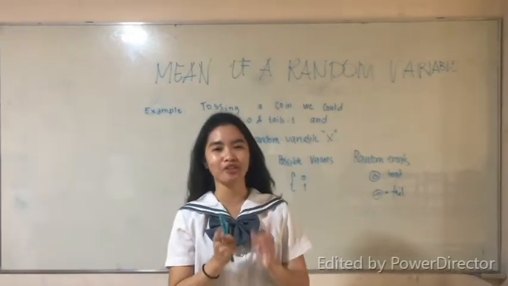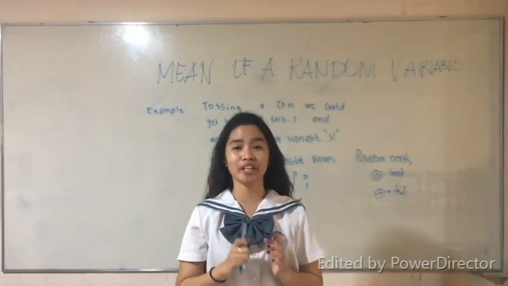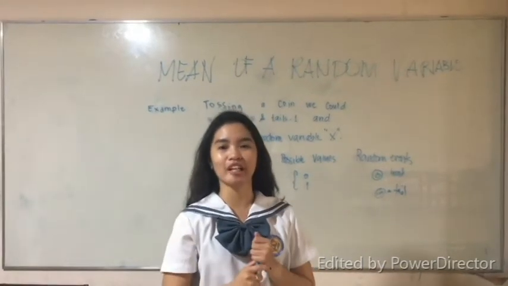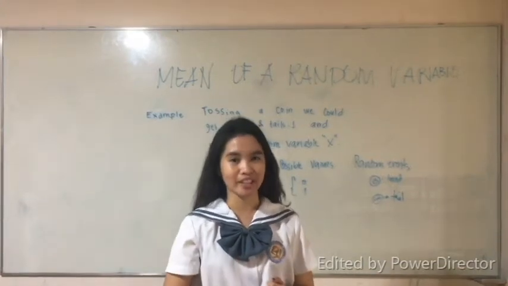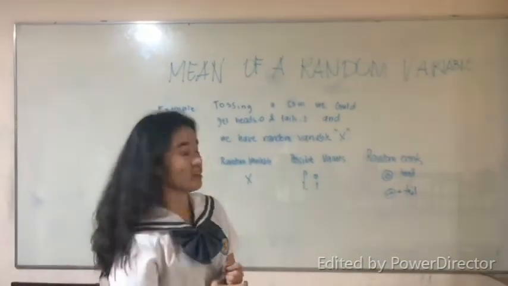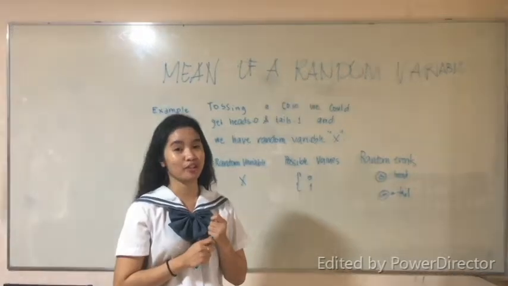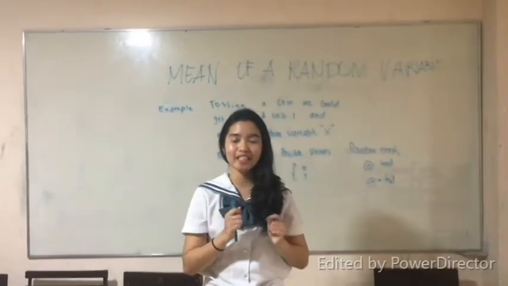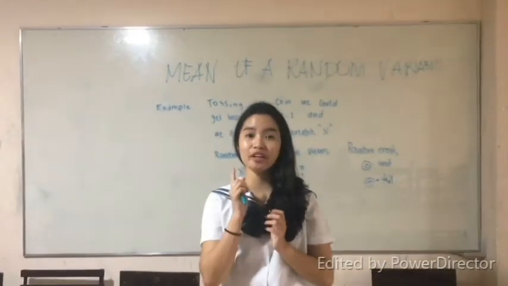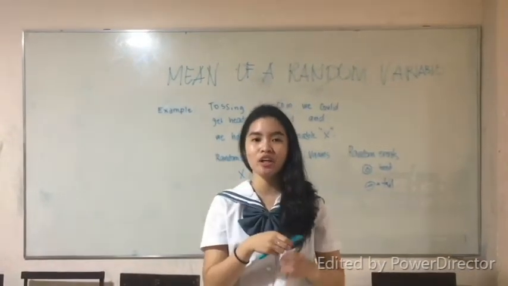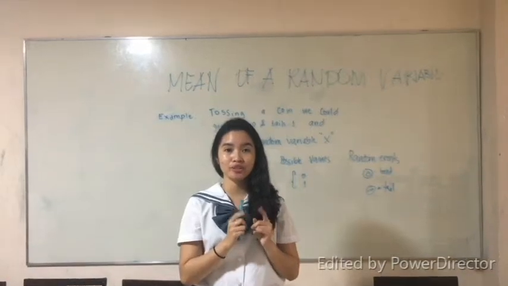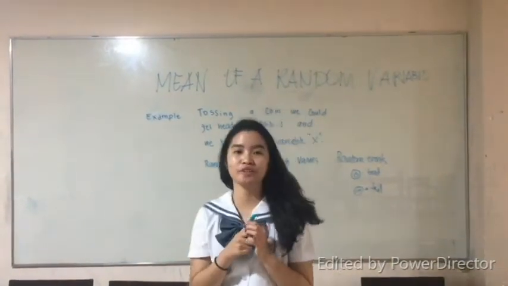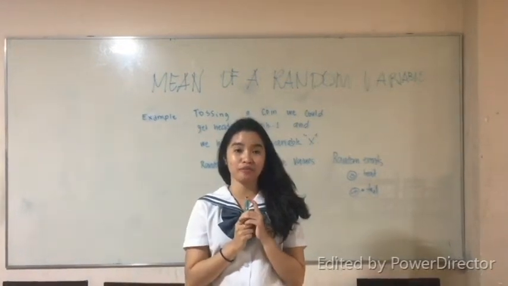Our lesson today is about the mean of a random variable. So, what is a random variable? A random variable is a variable whose possible values are numerical outcomes of a random experiment. And so what are the types of a random variable? A random variable is usually written x, like what I said earlier. So it's a variable whose possible values are numerical outcomes of a random phenomenon.